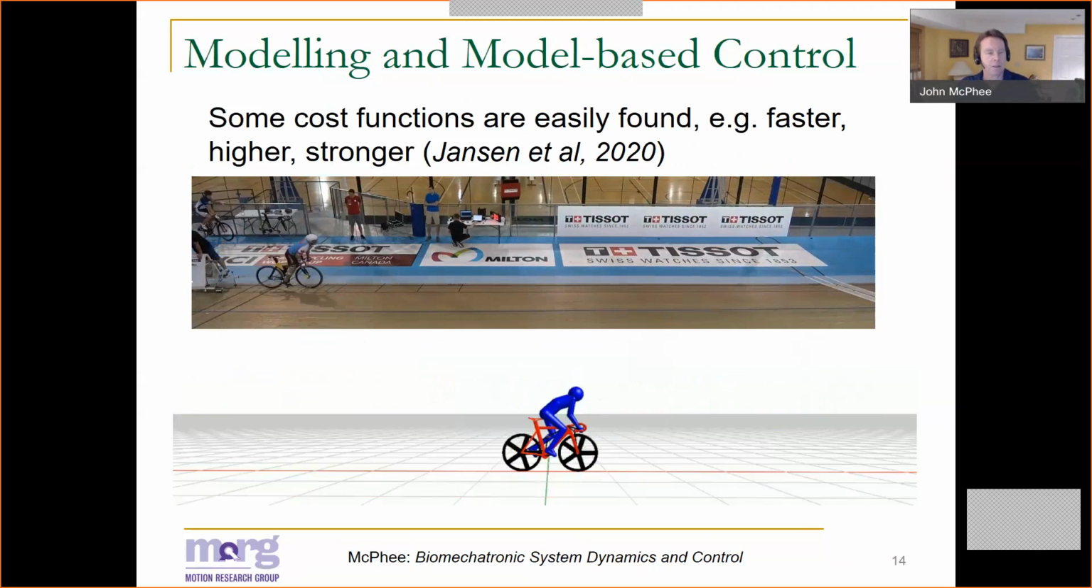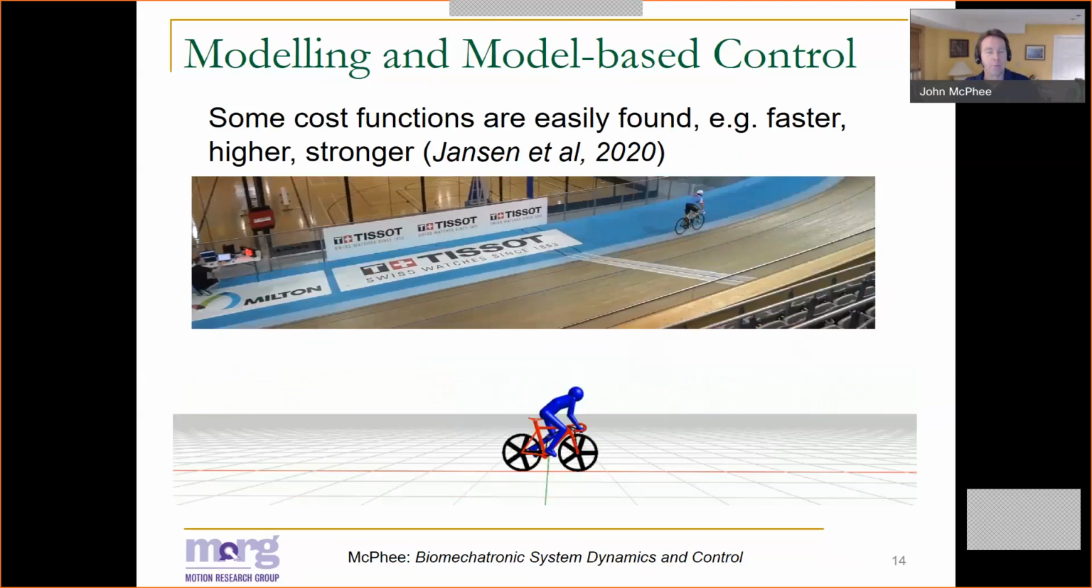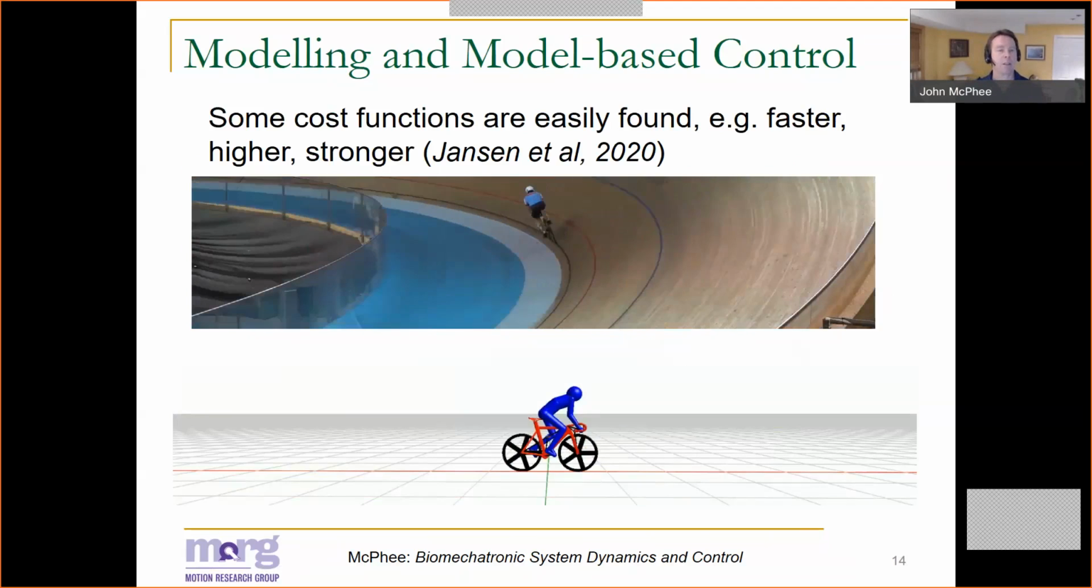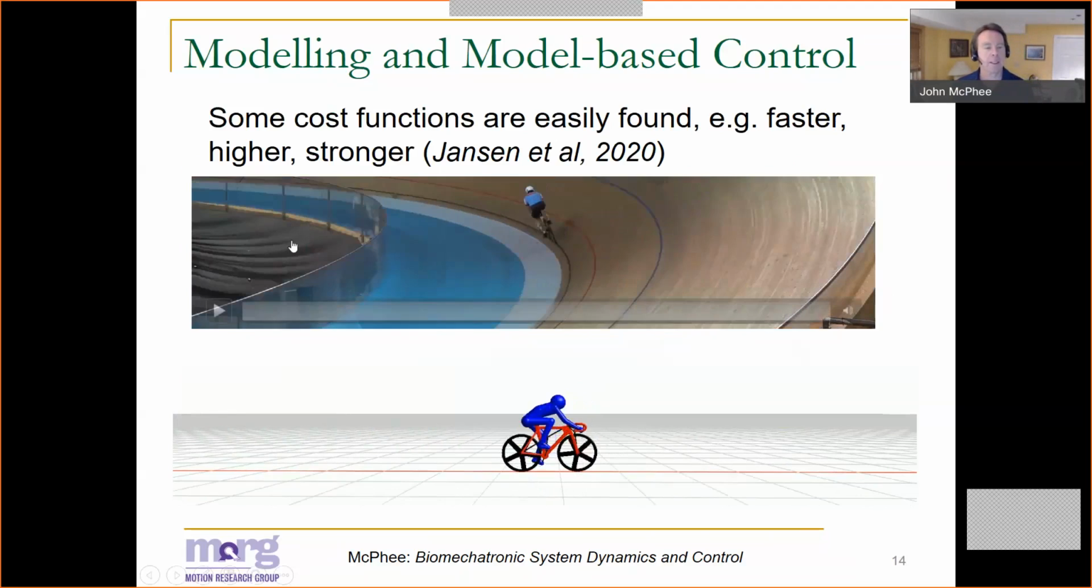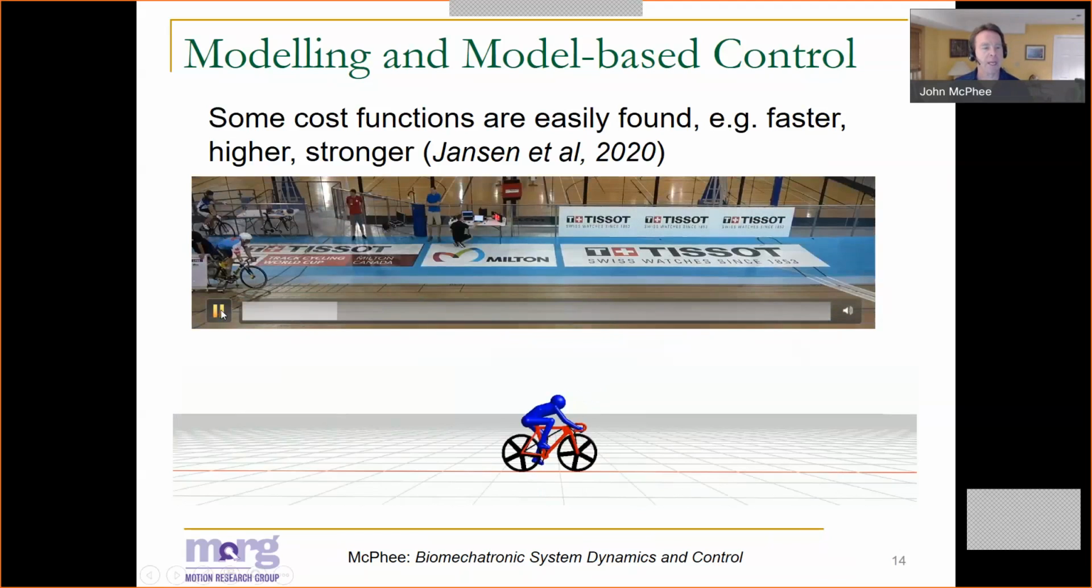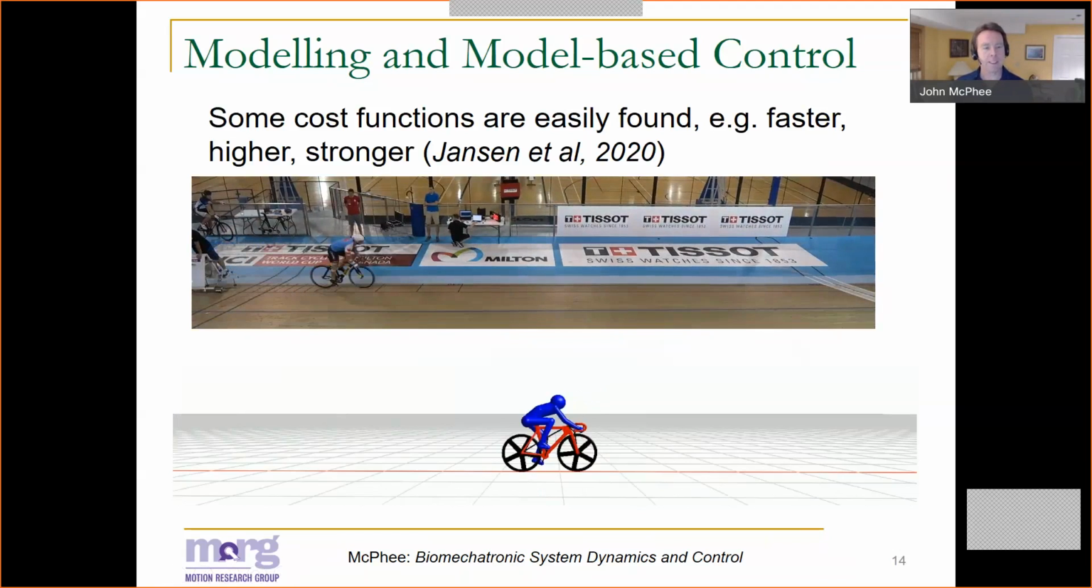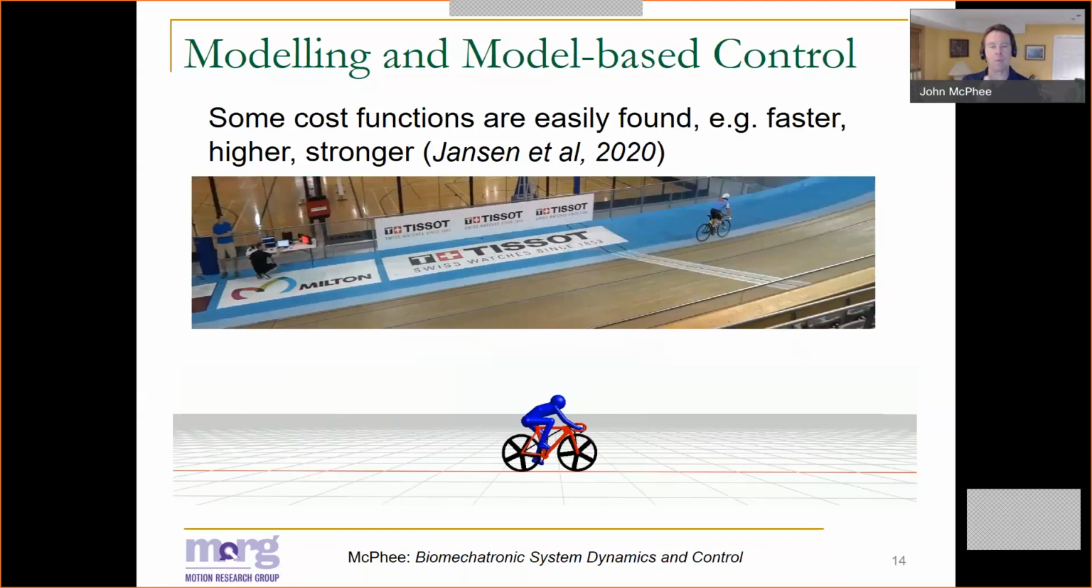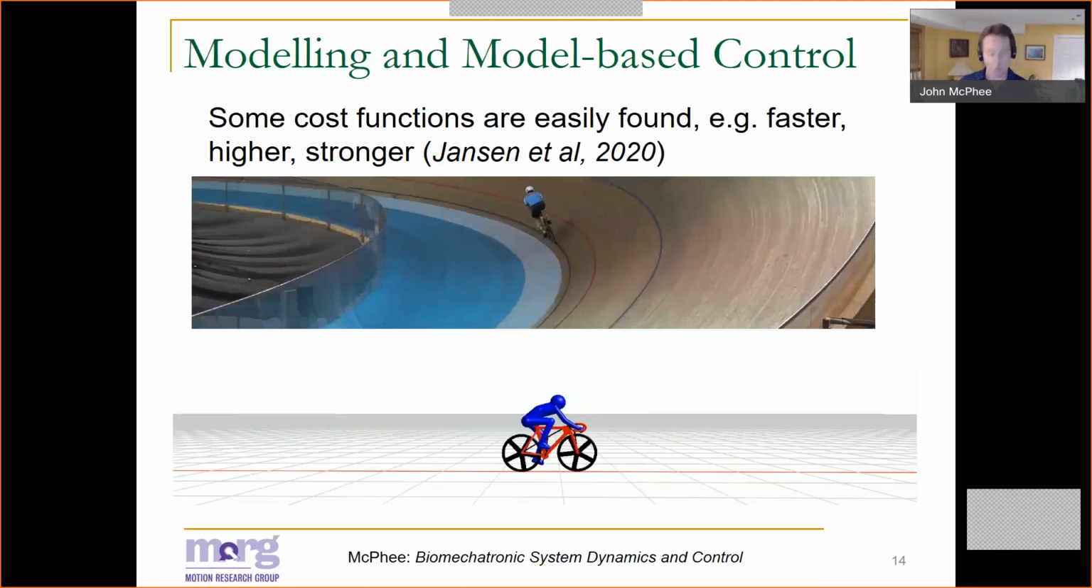Some cost functions are easy to find. So for example, the Olympic motto is faster, higher, stronger. And it turns out that if we're trying to predict the movement of Olympic athletes or elite athletes, we simply need to use one of these cost functions. So this was a project we did with Canada's national track cycling team, in which we're trying to optimize the technique of the cyclist coming out of the gate. You can see how they throw themselves forward just as the gate releases, and there's a back and forth movement of the hip, and that's basically to maximize the torque applied to the crank.